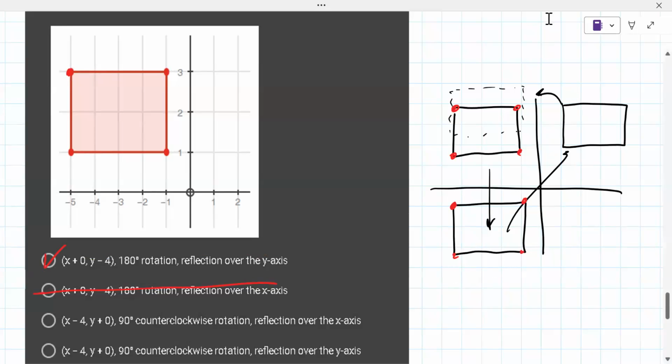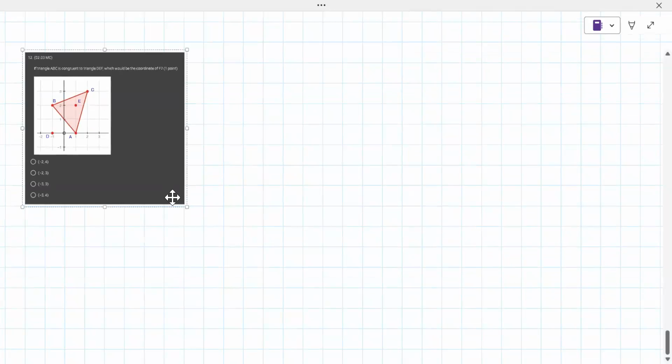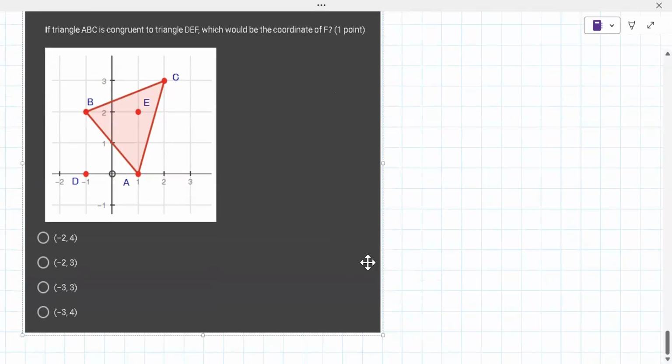Okay. So I think we got another one here. Can look at. Triangle ABC is congruent to triangle DEF. So ABC turn to triangle DEF. Where's F? What's the coordinate of F? Where is that? So the way to do this is to go point by point. So let's say we put a point at -2, 4 right there, and then we connect the triangles.